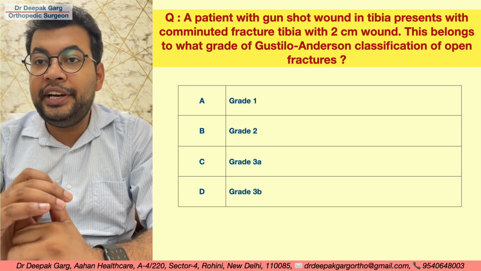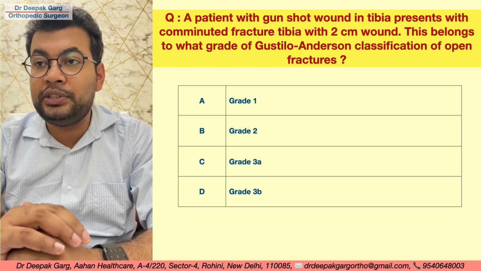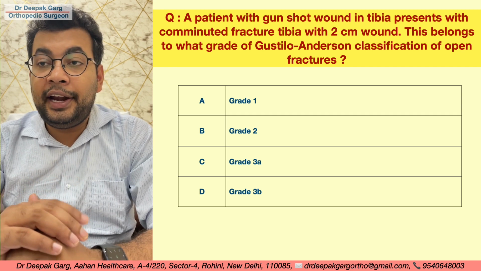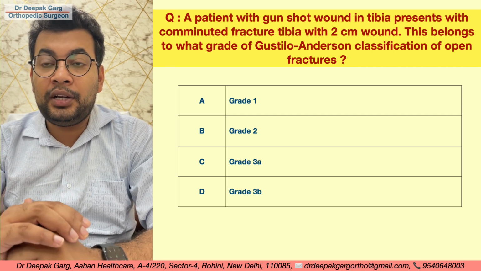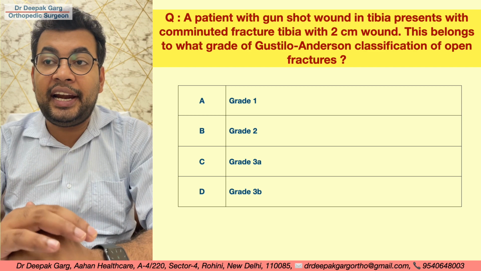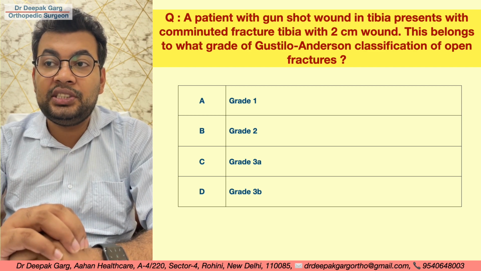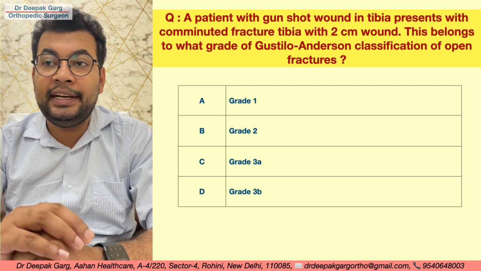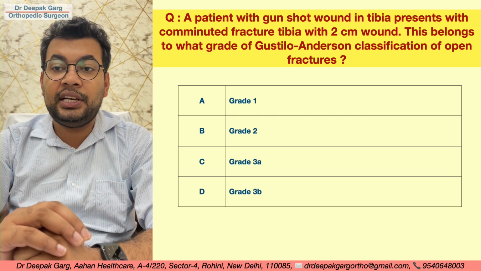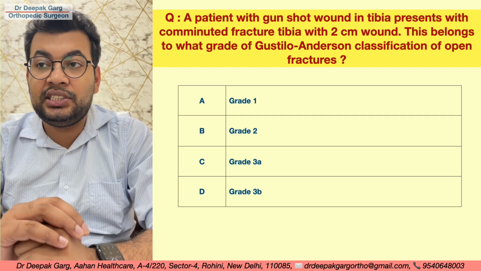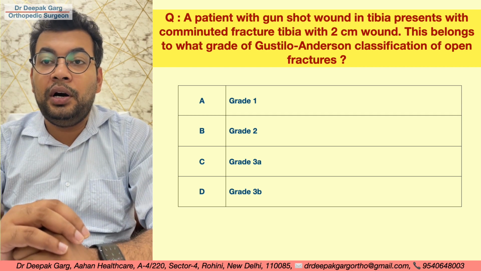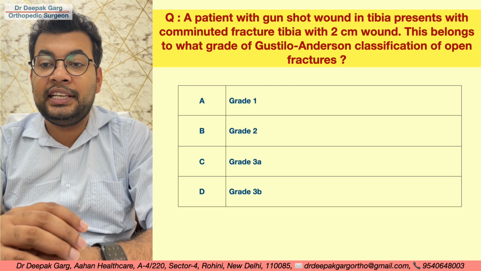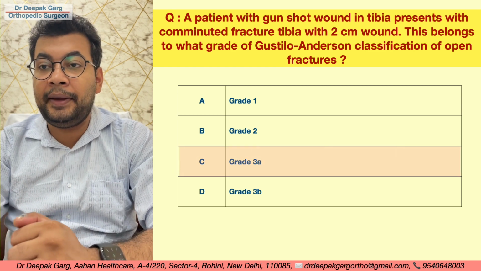Next question: a patient with a gunshot wound in the tibia presents with a comminuted fracture of the tibia with a 2 centimeter wound. A 2 centimeter wound is usually seen in grade 2, but gunshot wounds are directly classified into stage 3A. So if a gunshot wound is mentioned, it will not be grade 2, it will be directly stage 3A. So this belongs to what grade of the Gustilo-Anderson classification of open fractures? The answer in this case will be C, grade 3A.